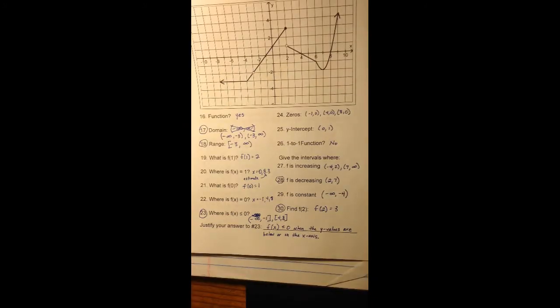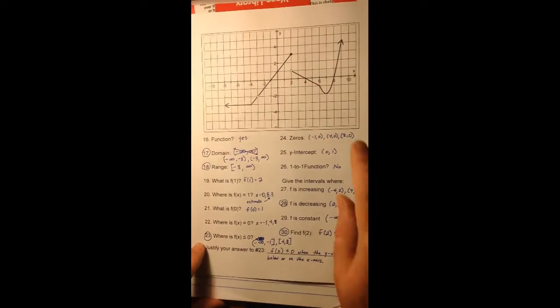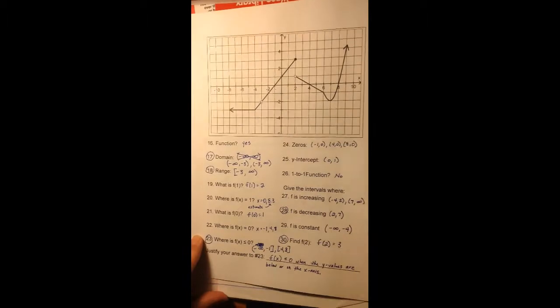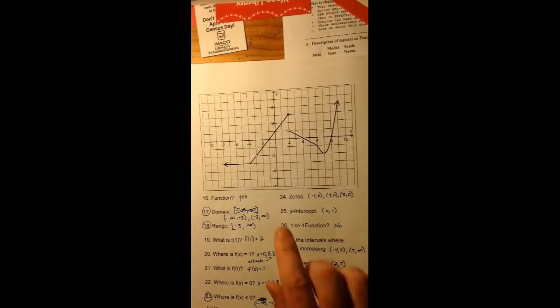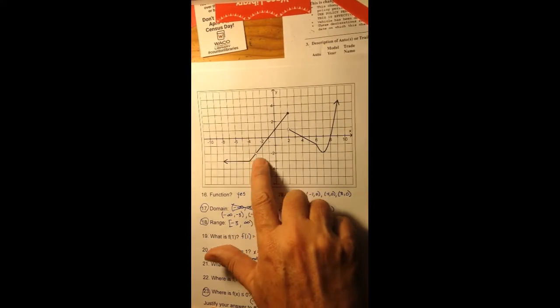Okay, so here are the answers for 16 through 30. I'm going to talk about a few of these that I circled here. First of all, domain. You might have looked at this and said, well, it goes forever to the left, it goes forever to the right, therefore it must be all real numbers. The problem is we've got 2 kind of weird places here. The first is right here at -3, where we have a circle.